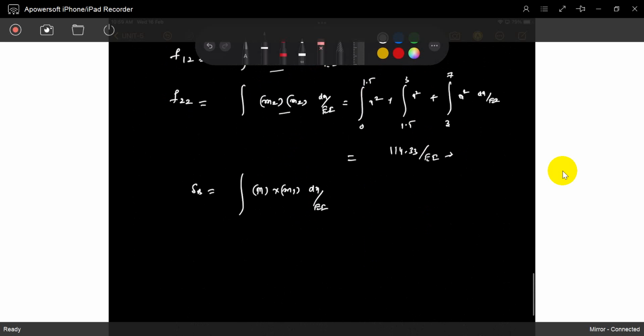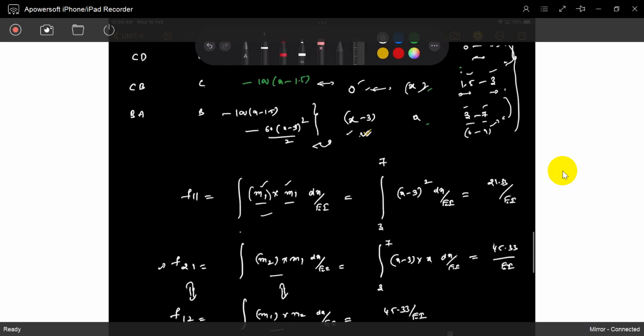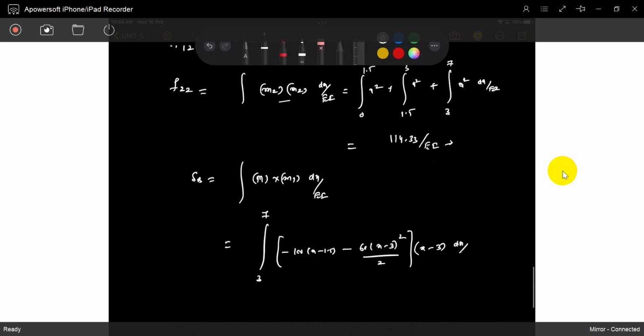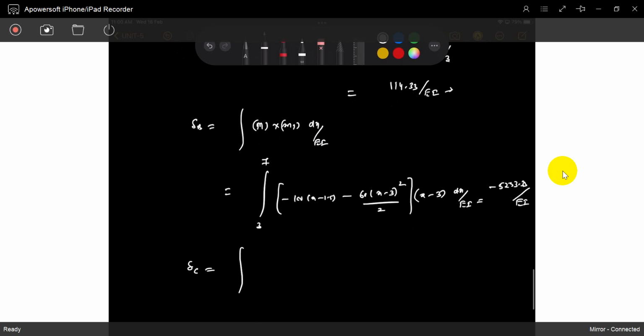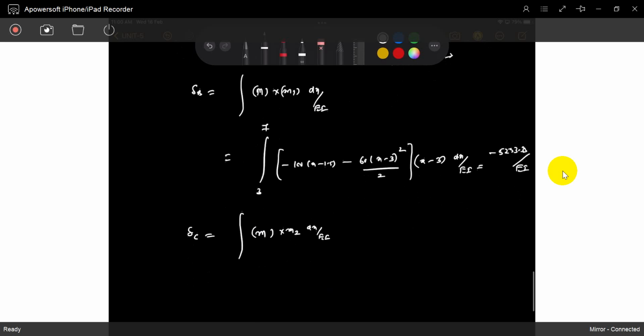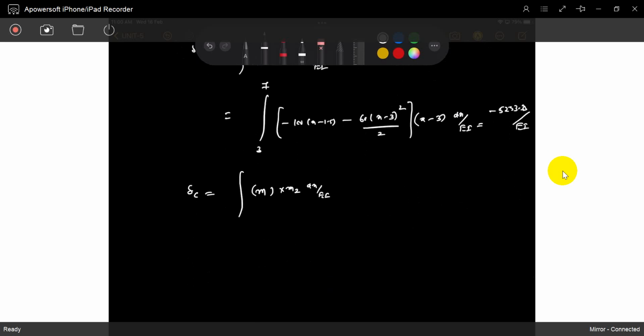You can multiply with limits of 3 to 7, 100 into x minus 1.5 minus 60 into x minus 3 whole square by 2, and multiply with x minus 3, dx by a. You can do integration and you will get 53.33 by A. If you want delta C in the second direction, free body, it's m into m2, same strain energy concept.